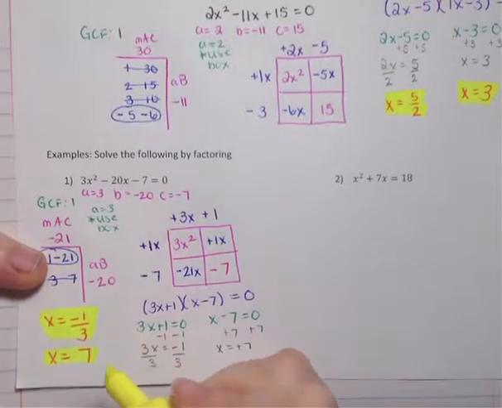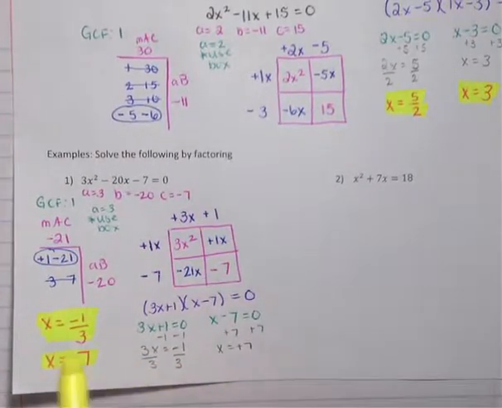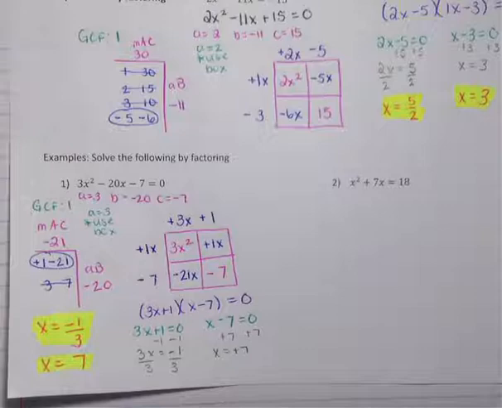These are our two x-intercepts. So if we were to write them as a coordinate, it would be (7, 0) and (negative 1/3, 0). This is where the quadratic, the parabola, is going to cross the x-axis. That's what we're looking for: the solutions, the x-intercepts, the zeros, the roots.